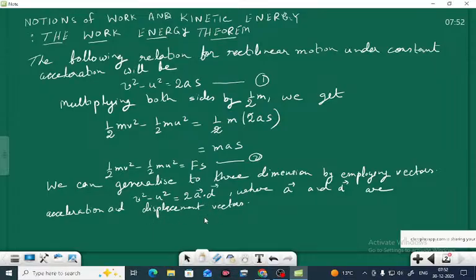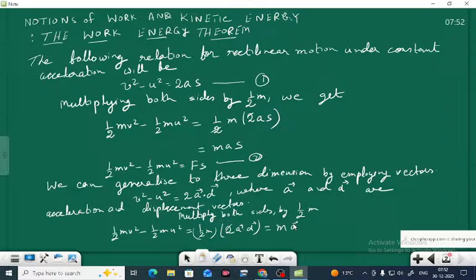Now if we multiply both sides by half m, we are getting half m v square minus half m u square is equal to half m into 2a dot d, and these two will cancel and we are getting m a dot d vector, or we are getting m a is F, so F dot d. So F dot d is work, right? This is work.